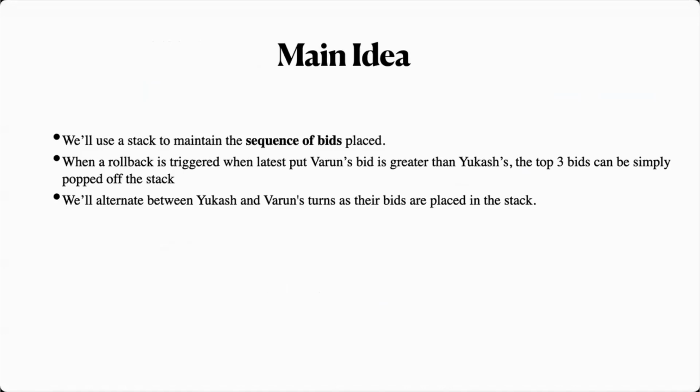We'll alternate between Yukash and Varun's turns as their bids are placed in the stack. This ensures that we have a clear idea of whose turn it is when a certain process is simulated. So say, for example, Yukash's bids are given by Y1, Y2, and Y3, while Varun's bids are given by V1, V2, V3. For example, let's assume V1 and V2 are greater than Y1 and Y2, while V1 and V2 are less than Y1 and V2, while V3 is greater than Y3.